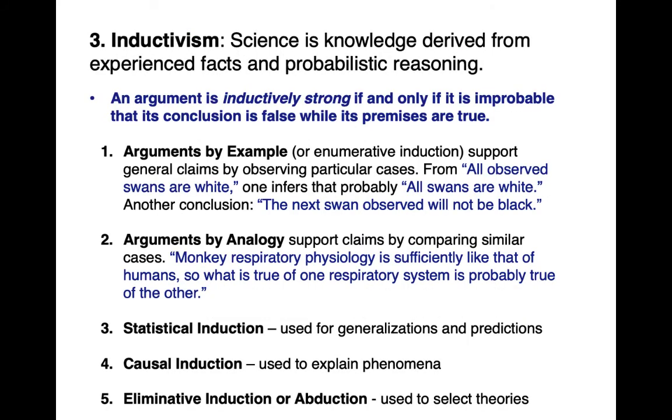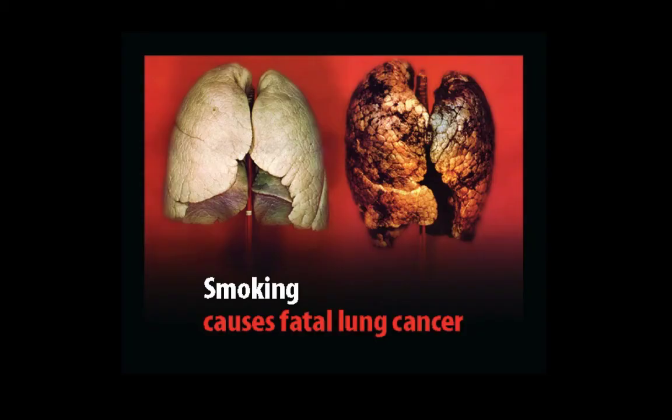Okay, so I've described examples of induction by example, analogy, and using statistics. Let's move on to causal induction. Here's a claim with which you are familiar. Smoking causes fatal lung cancer. These are human lungs. The one on the left is one of a non-smoker. The one on the right is the one from a smoker. So there's a visual difference if you're actually able to do an autopsy and look.